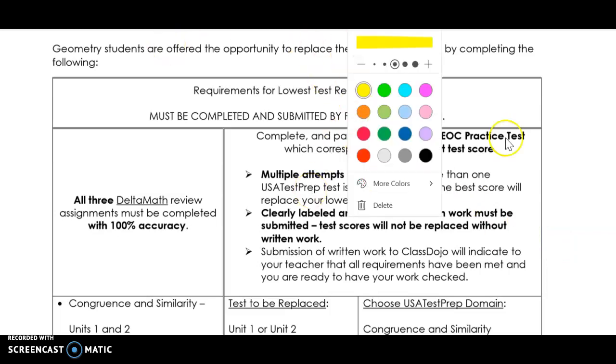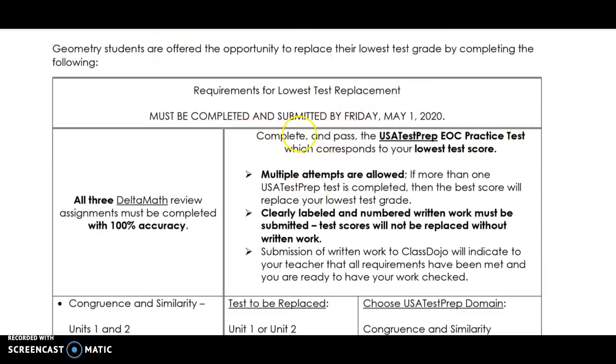Hey guys, I wanted to give you a little bit of guidance about your lowest test replacement activities, which are due on Friday, May 1st. The first thing that you need to know is that you have to do all three Delta Math assignments with 100% score on all three in order to be eligible to replace your lowest test.